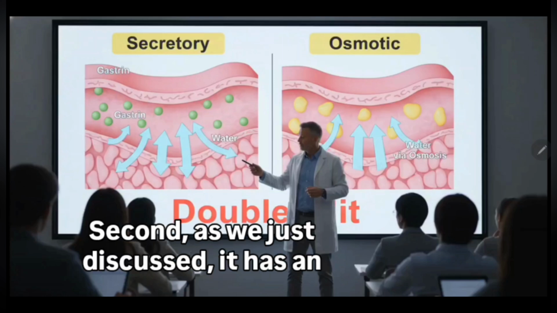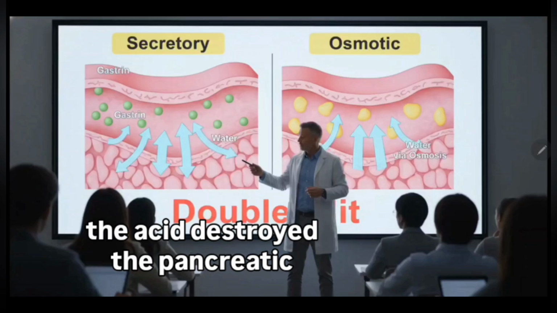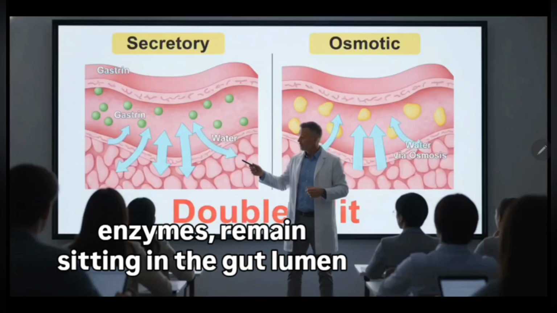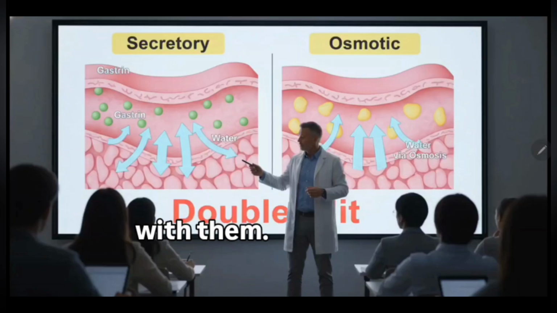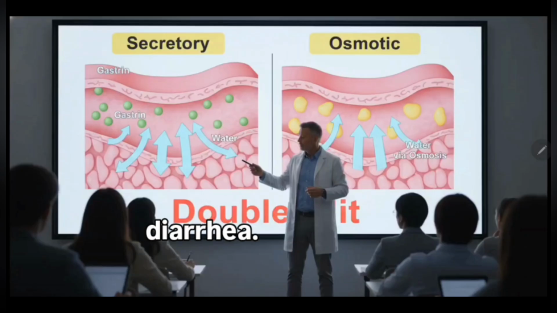Second, as we just discussed, it has an osmotic component. The unabsorbed fats, left over because the acid destroyed the pancreatic enzymes, remain sitting in the gut lumen and they osmotically pull water right in with them. So what you get is a brutal double hit of both secretory and osmotic diarrhea.